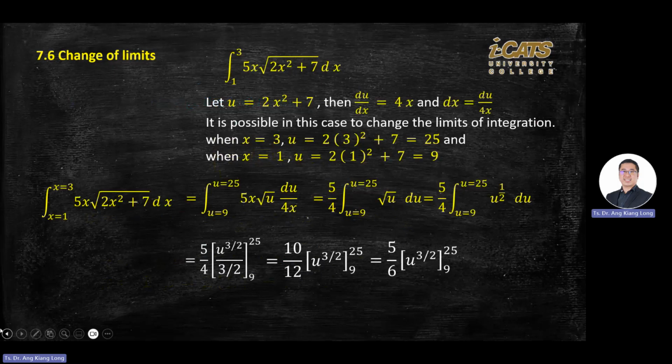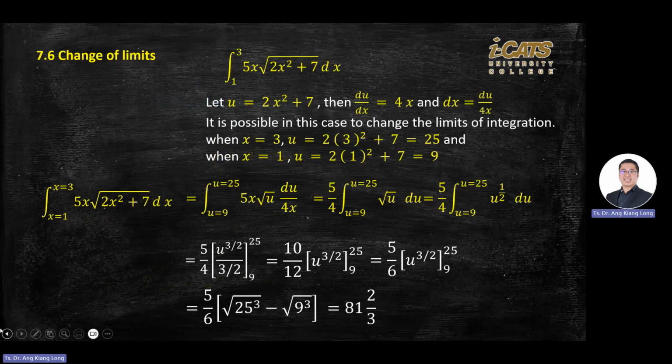Later you finish already. This one, you don't need to convert it back to x because you have already been given the limit. So what you do is just substitute the value. You get the full number, which is 81 or something, or there's a decimal. If the question asks you to put in decimal places, you change into decimal places.